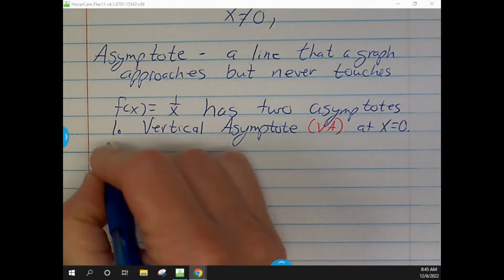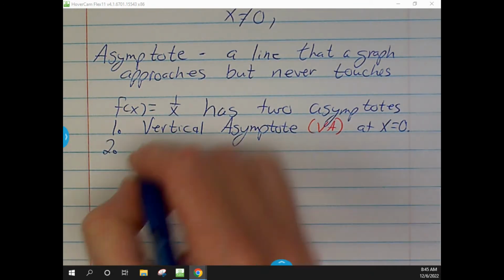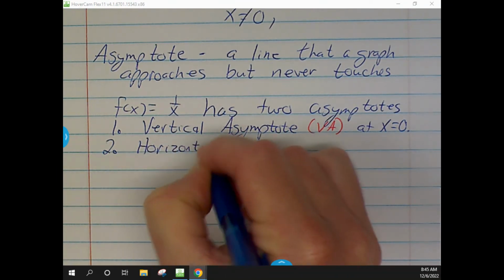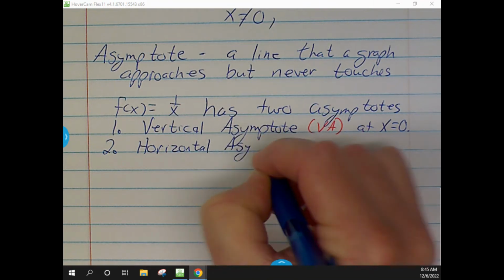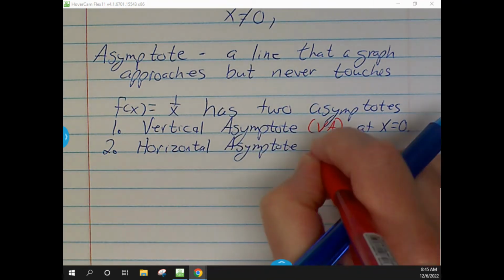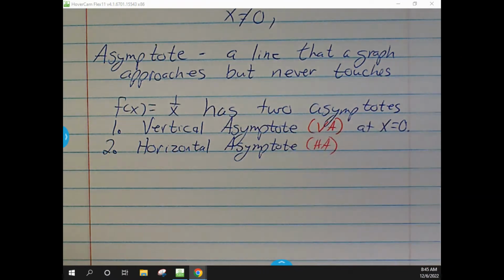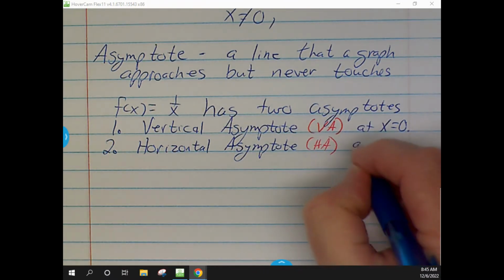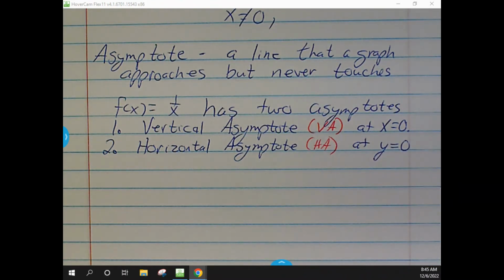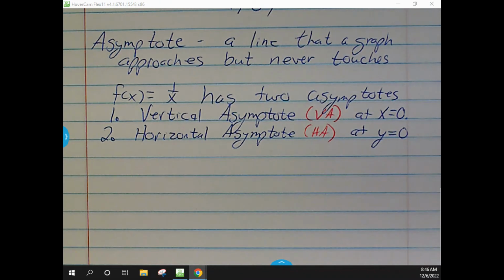The second kind we're going to have with this particular function is a horizontal asymptote. For short, we'll just call that an HA. And that's going to be at y equals 0. All right, now we're going to go ahead and graph this thing.